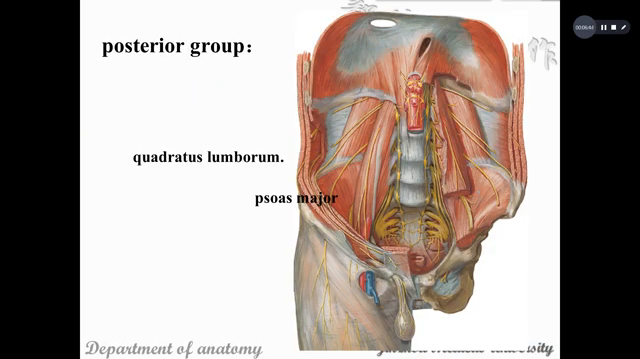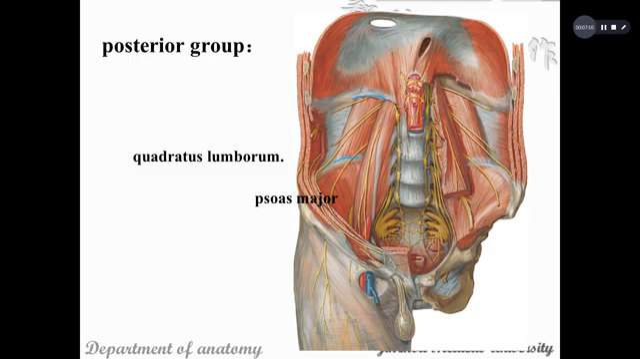And then the posterior group. The posterior group includes two muscles. One is the quadratus lumborum. The quadratus lumborum is here. It arises from the transverse processes of the lumbar vertebrae and the inferior border of the 12th rib, and then goes to the iliac crest. This is the quadratus lumborum.